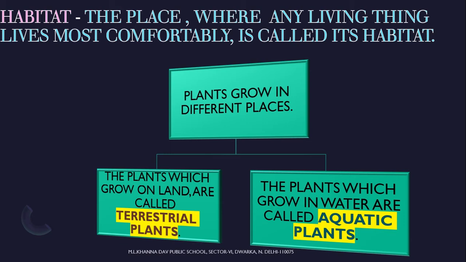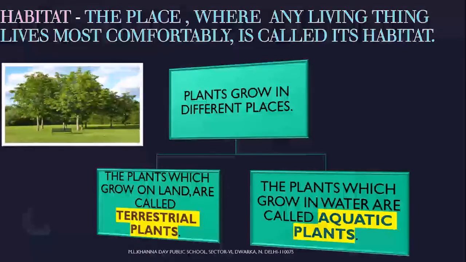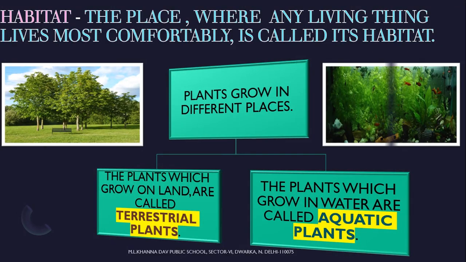And we know that plants grow in different places. And when we see the habitats, there are two main categories, that is the land and the water. The plants which grow on land are called terrestrial plants, whereas the plants which grow in water are called aquatic plants. When we see about the terrestrial habitat, there are different types of landforms.